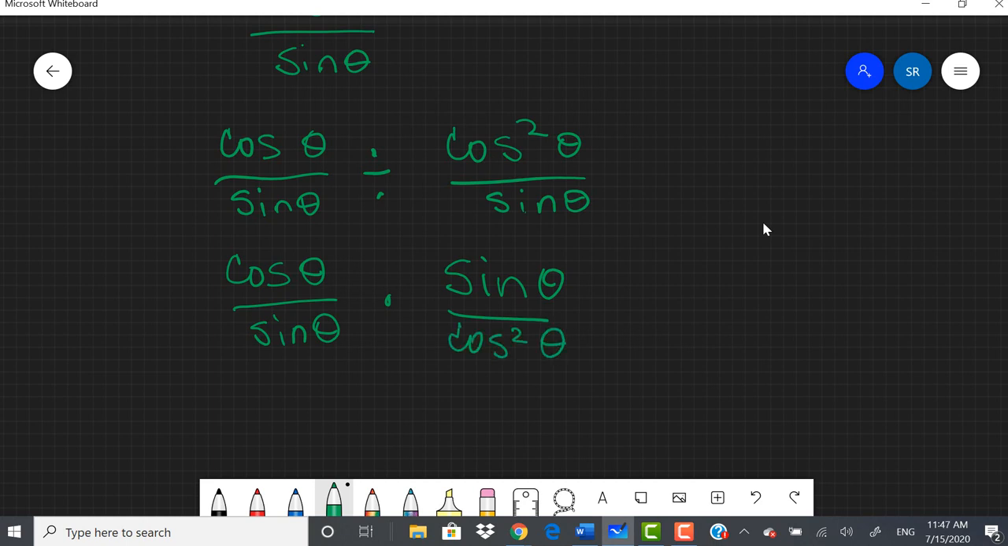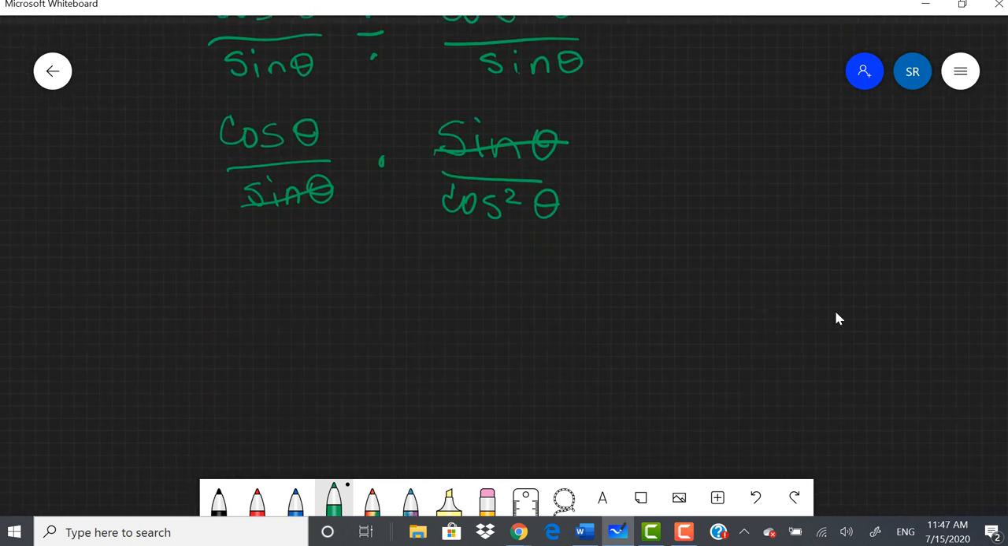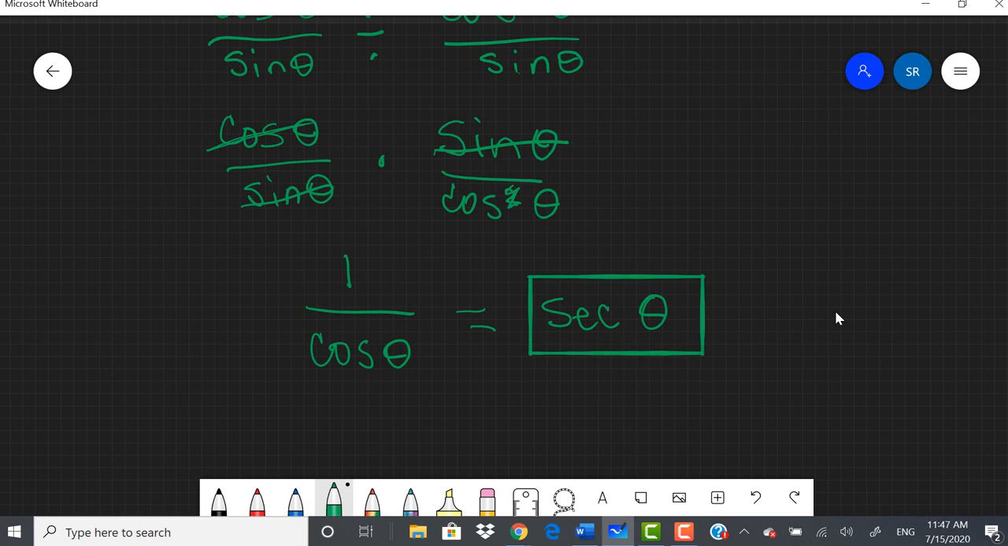and now I can start canceling out. Finally, we're almost done here. So sine theta and sine theta go away. I end up with cosine over cosine squared theta. That means I can eliminate the cosine theta, but I can only eliminate one on the bottom. So we end up with 1 on the top over cosine theta, which, if we go back to our trig identities, 1 over cosine theta is just equal to secant theta. Woo! All right, and that is our answer.